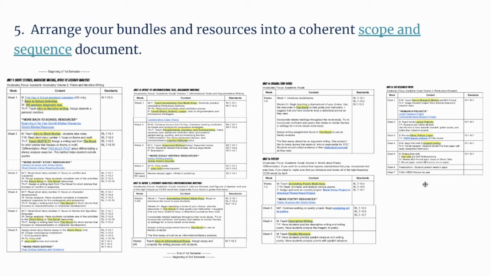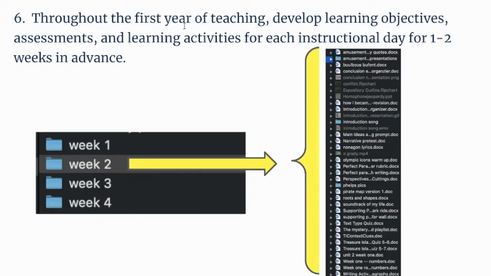Now, with this outline in place, we can spend our first year of teaching developing learning objectives, assessments, and learning activities for each instructional day. My suggestion is to try to get ahead for at least 1 to 2 weeks. So here you can see that this teacher on Google Drive has gone in and created a folder for each week. Week 1, Week 2, Week 3, Week 4. And within Week 1 and Week 2, we can see that the teacher has developed lesson plans, clear learning objectives, formative and summative assessments, and a number of challenging and engaging learning activities for their students.